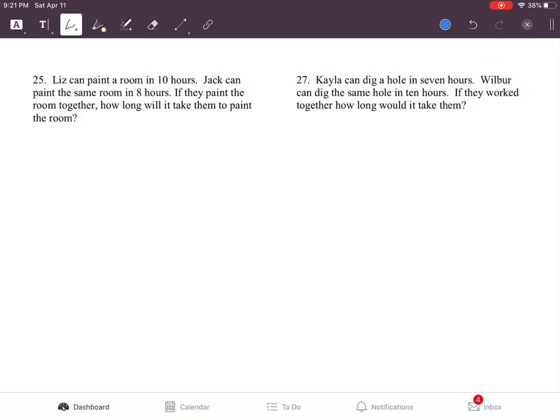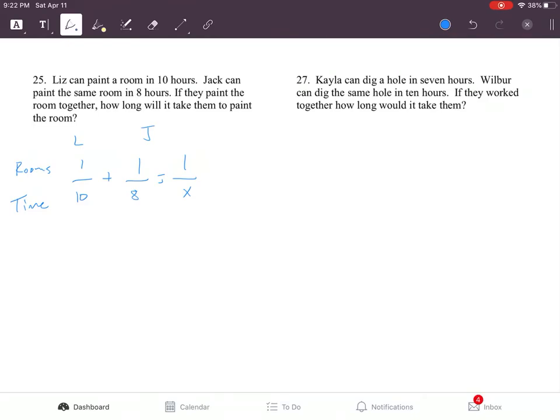Liz can paint a room in 10 hours. So we have Liz, and we have Jack. Jack can paint the same room in 8 hours. So we have the rooms that they're painting, and the hours it takes. Actually, let's go back. We're not going to do hours, we're just going to do the time it takes. Okay, so Liz can do one room. It takes her 10 hours. Jack can paint the same room, so one room, in 8 hours. We want to know how long it will take them to paint the room together. So one room, and we're not sure how long it's going to take.